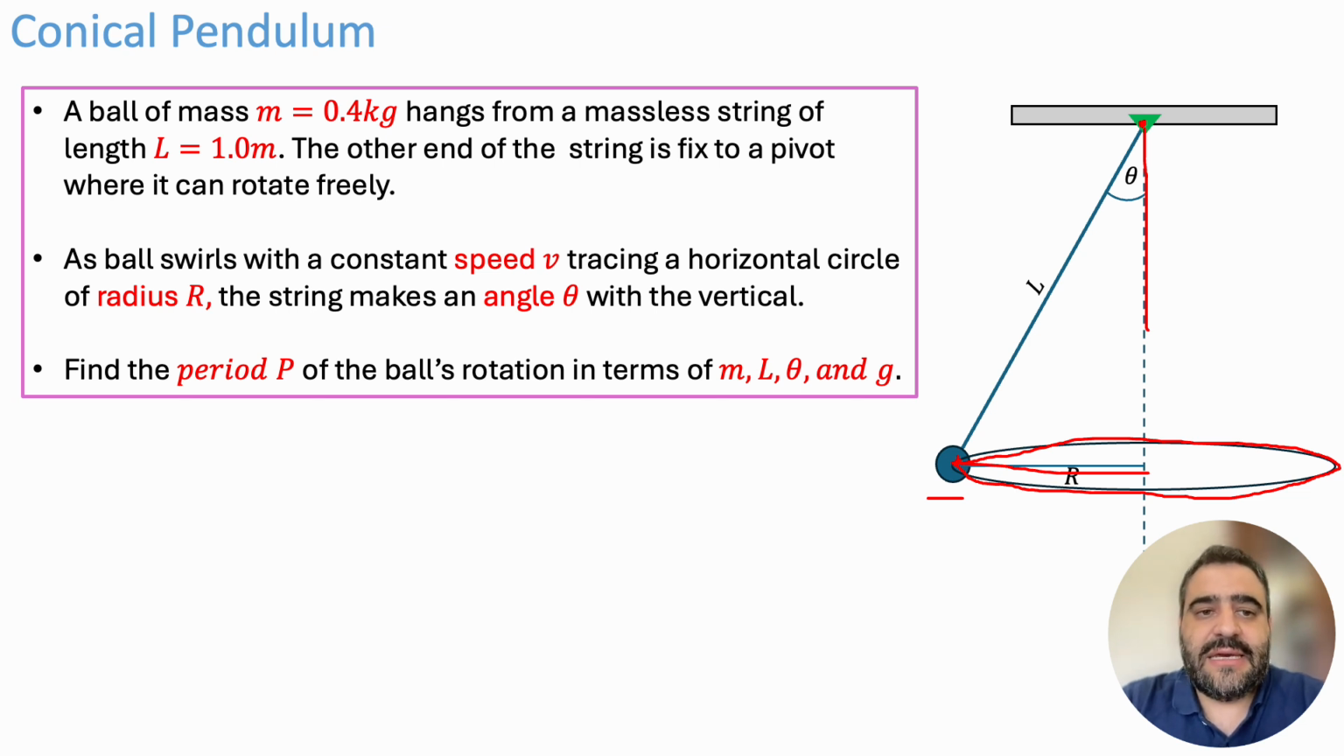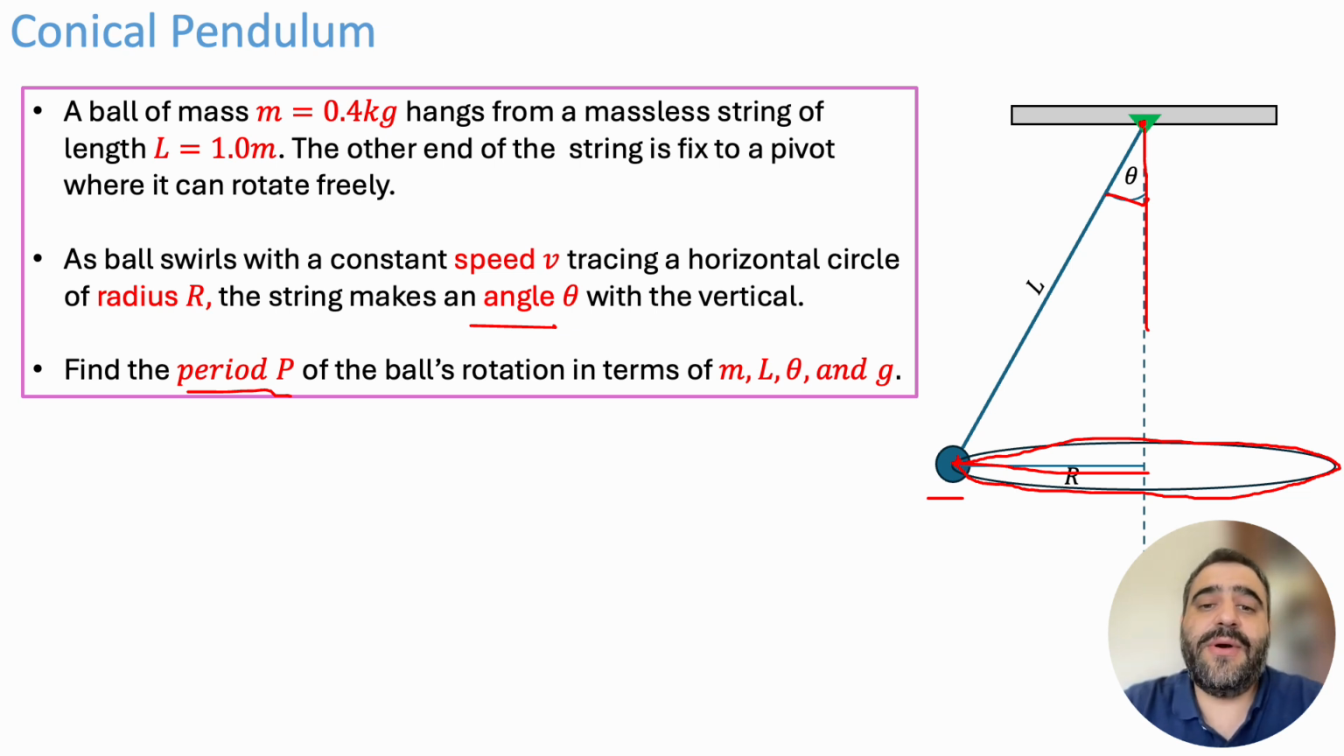Now, in this case, the string is bent from the vertical and makes an angle theta with the vertical. So the angle between the string and the vertical axis at any position, because it's rotating, is theta. As the string goes around, it makes the shape of a cone. So that's why we call it the conical pendulum. Now the question is, find the period P of the ball rotation in terms of m, L, theta, and g. So we want to find the period of the rotation as the ball goes in a circle.